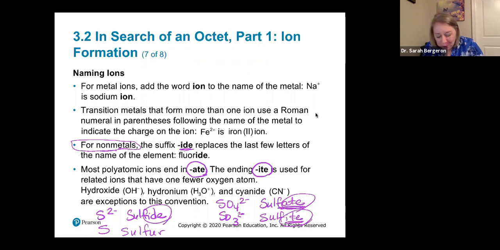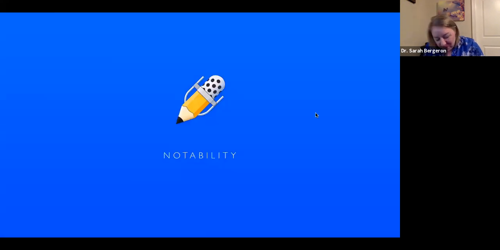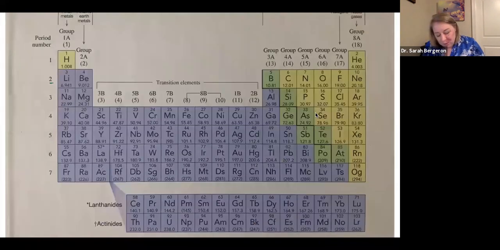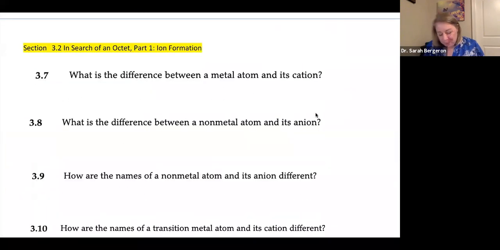All right, let's go do some problems. We're going to go to here, 3.2, in search of an octet. Okay, what is the difference between an atom and its cation? The difference is going to be the charge, right? And how did you get the difference in charge? You are going to gain or lose electrons. If this is a cation, how do we know? How do we know what's going to happen, right?